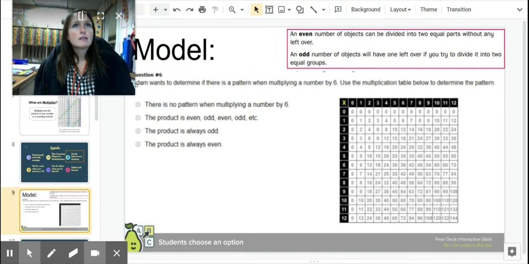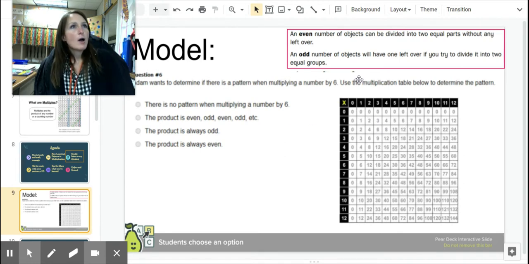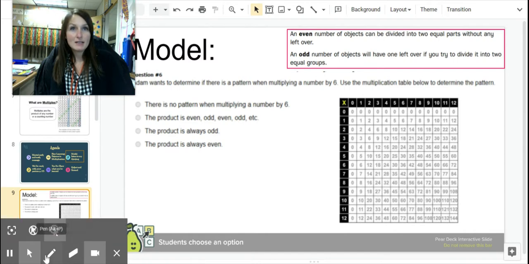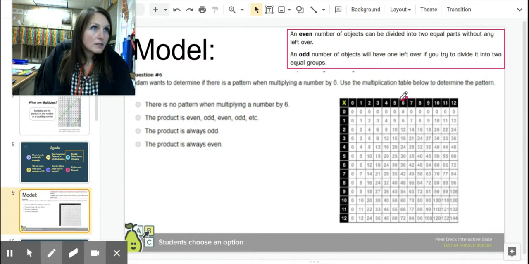It says, Adam wants to determine if there is a pattern when multiplying a number by 6. Use the multiplication table. So this is different than a number grid. This is like 2 times 2, and you realize that's 4. Okay, it says use multiplication to find the pattern. So I'm trying to find times 6's. So here all the way down is going to be times 6. And I could also do that here. It's going to be the same numbers. Okay, so you can do either way.